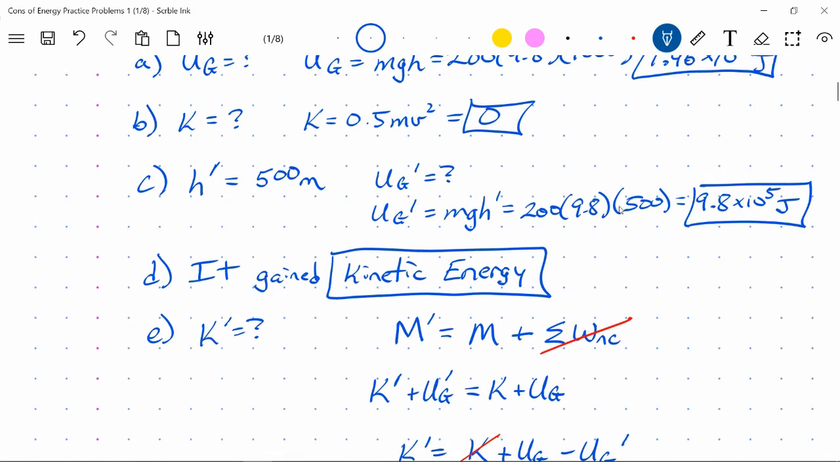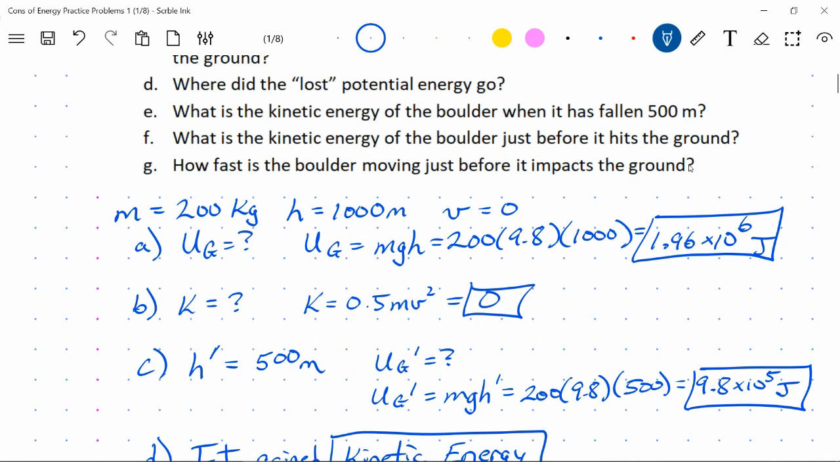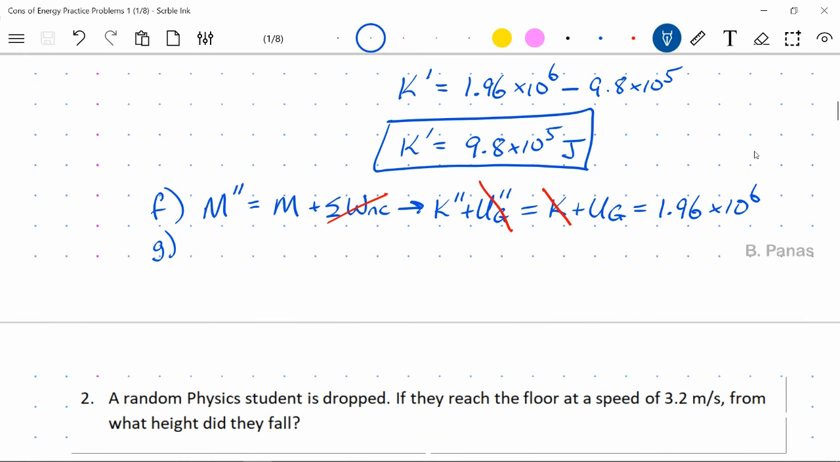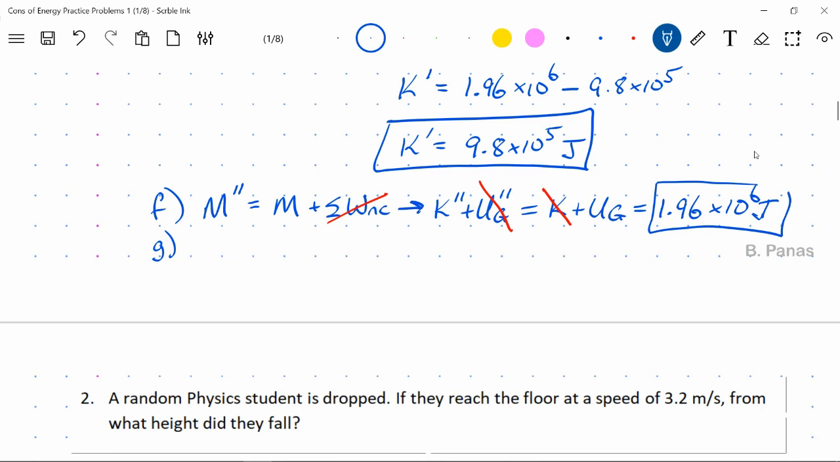Part G, one last part, says, well, how fast is it going now that it has made it all the way down to the ground but not yet hit it, so it still has that kinetic energy. Well, now that we know the kinetic energy is 1.96 times 10 to the 6 joules, we can calculate how fast it must be going. We know the kinetic energy, we know the mass, so we can use our kinetic energy equation as 1/2 m v double prime squared.